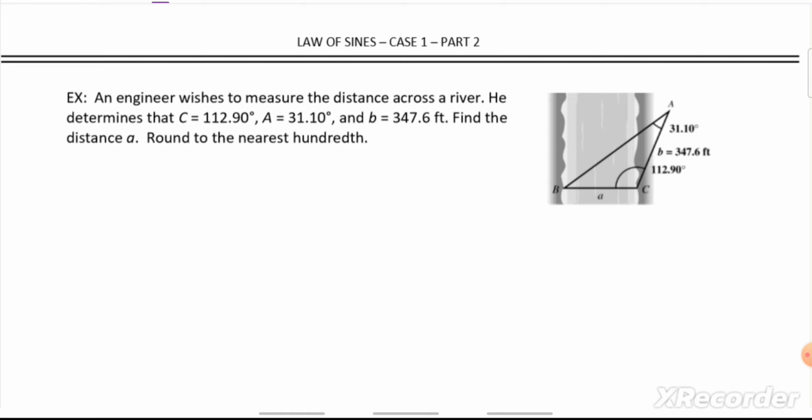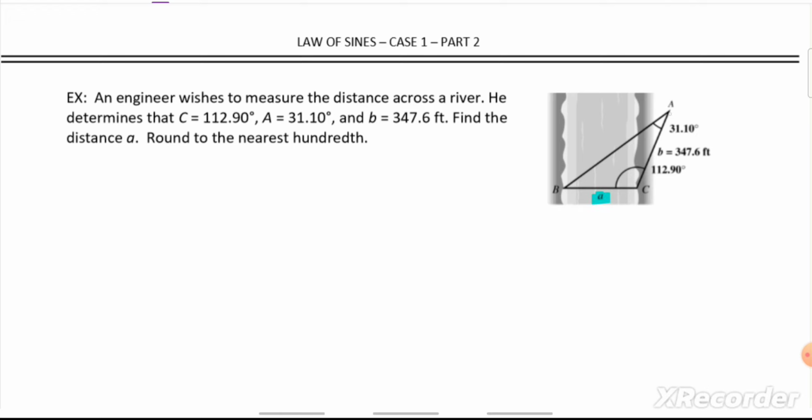He determines that angle C is 112.90 degrees, angle A is 31.10 degrees, and side B is 347.6 feet. We want to find the distance A. We'll round our answer to the nearest hundredth. We're looking to find side A.